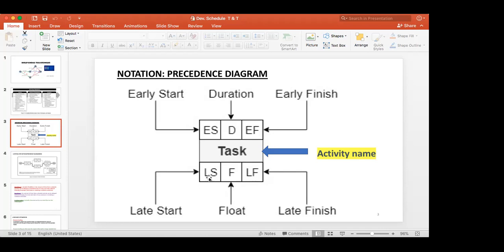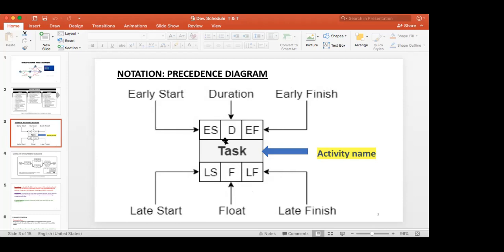I said it can start late. So how much later can it start, or how much later can it finish? That is the total float. Late finish minus early finish, or late start minus early start. That is the total float.